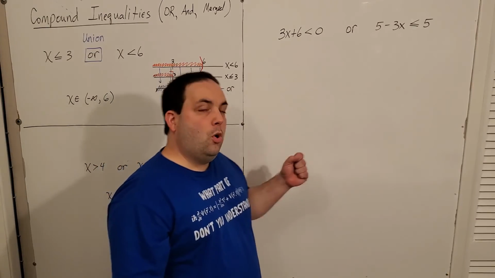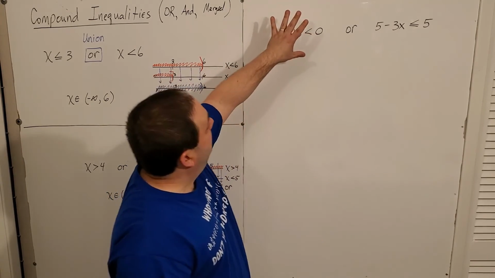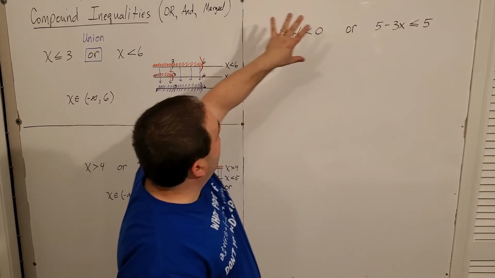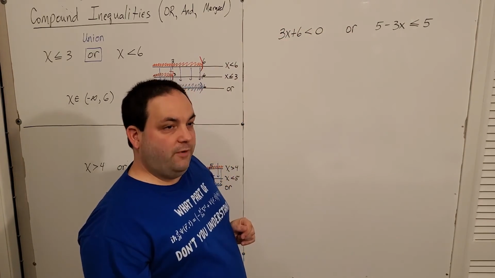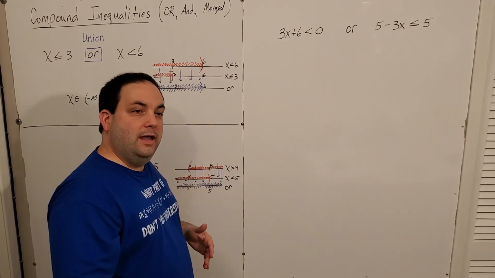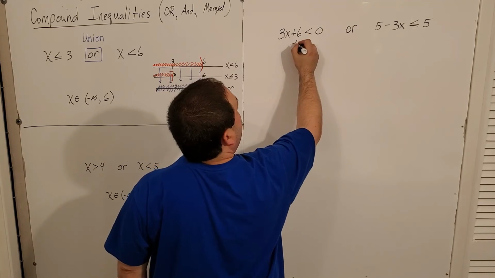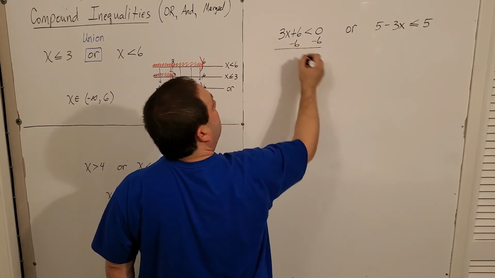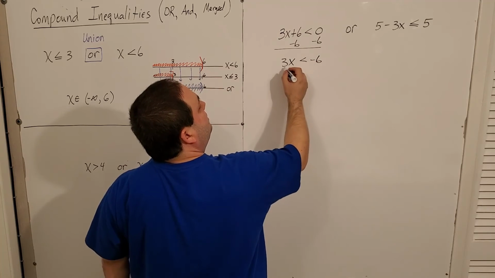So let's actually work an example over here from start to finish. What I'm going to do first is approach the individual inequalities first, and worry about the or afterwards. So I'm going to solve here by subtracting 6 and dividing both sides by 3.